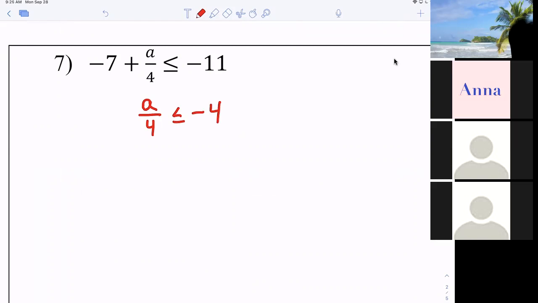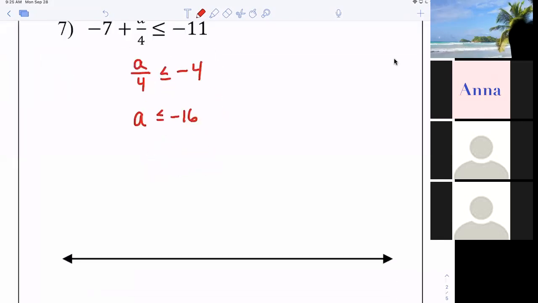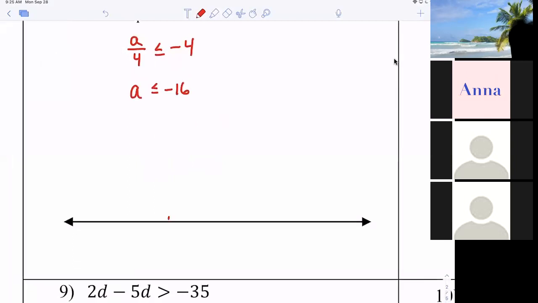Now, how do I undo, Sienna, how do I undo the division? Multiply. So A is what? Less than or equal to negative 16. So now on my graph, I go make a dot for negative 16. It's less than or equal to, so now it's a what type of dot? Solid dot at negative 16.